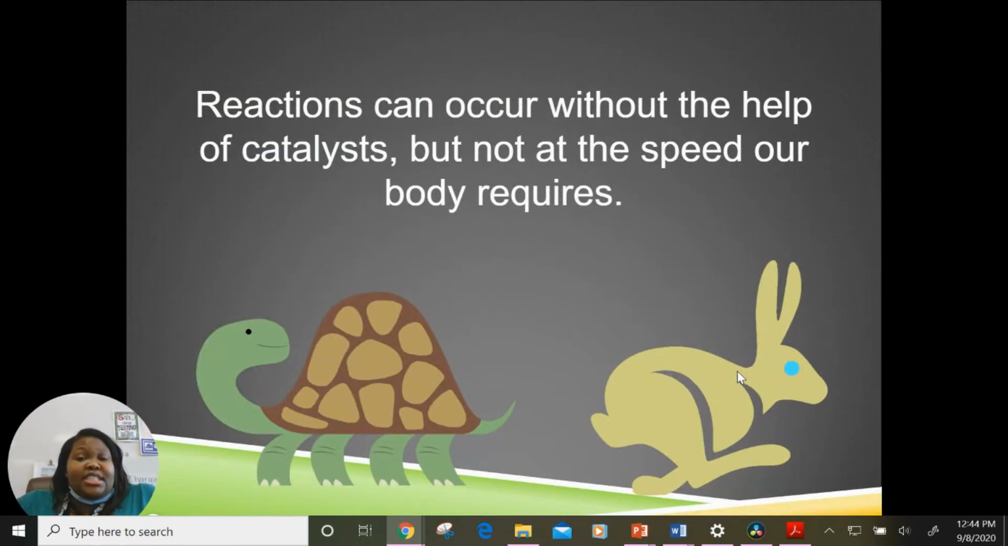So reactions can happen without the help of a catalyst or without the help of an enzyme, but they don't happen fast enough to be useful for our bodies.